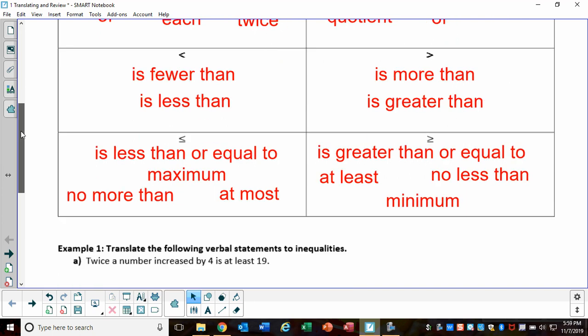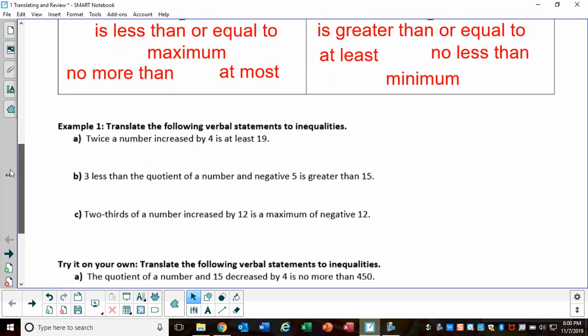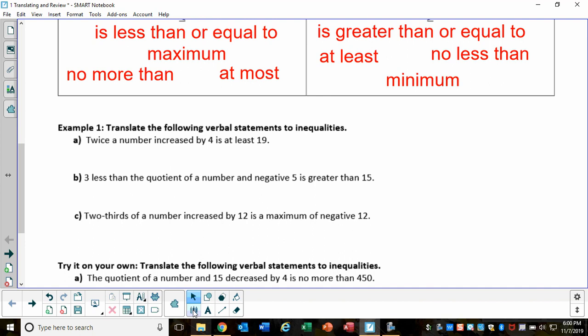Now let's try translating some verbal statements into inequalities. So when we go through this, I'm going to do it with a marker. And you guys could just do it with your pencil and underline. So I just go through and I'm going to read through it first. And then I'll go back and underline some of these keywords that matched what we did up here.